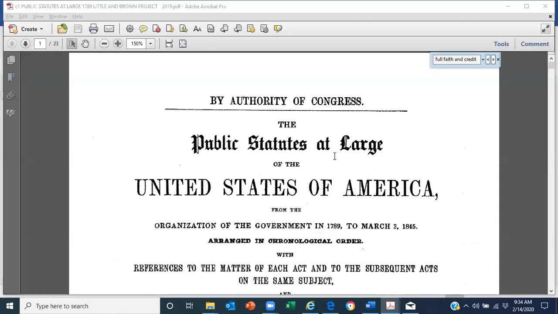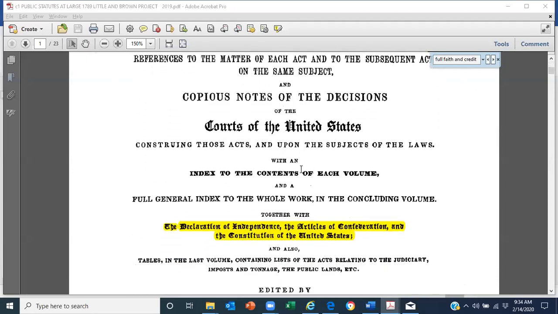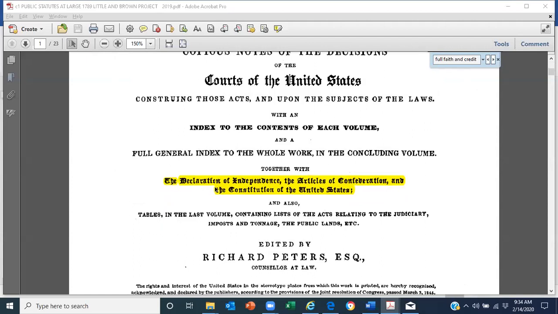Okay, here we are: Public Statutes at Large. Let's scroll down. And again, you will find what? The Declaration of Independence, which we will talk about at another time, the Articles of Confederation, and the Constitution of the United States.